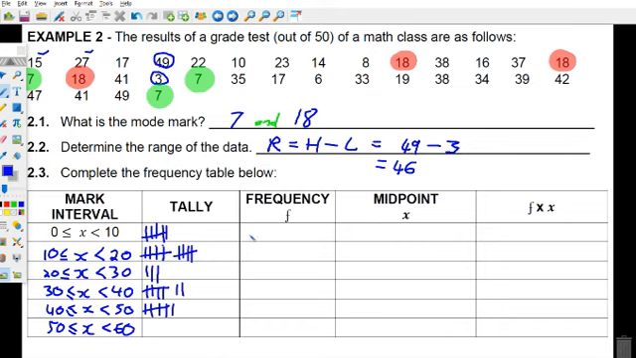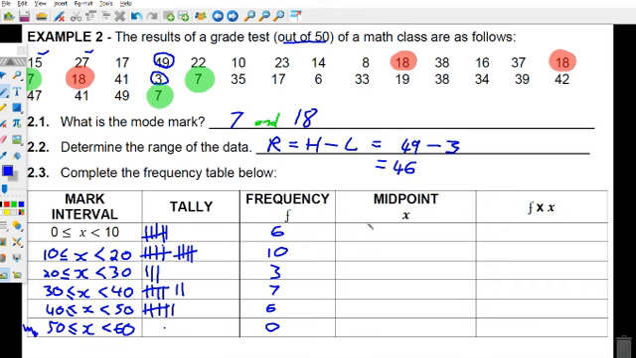Alright, so from the tallies here, we can see that the frequency between 0 and less than 10 is going to be 6. There's 10 at the next one, 3, 7, and then 6. Now, how many got more than 50? There wasn't any that got there, so it was just 0. You can't get more than 50 because the test was out of 50. So you're going to ignore this row here.